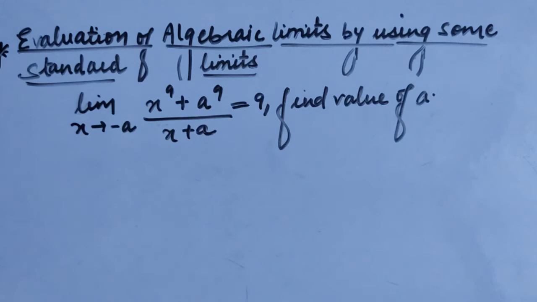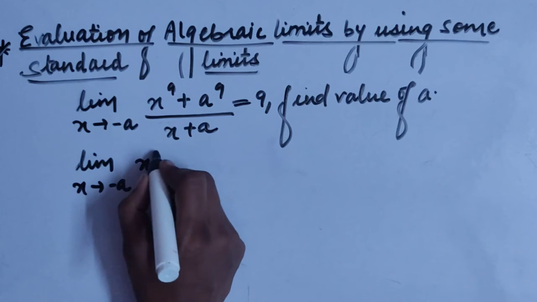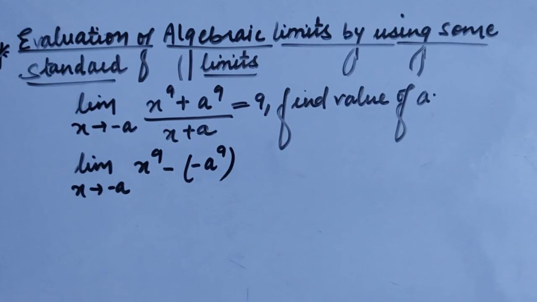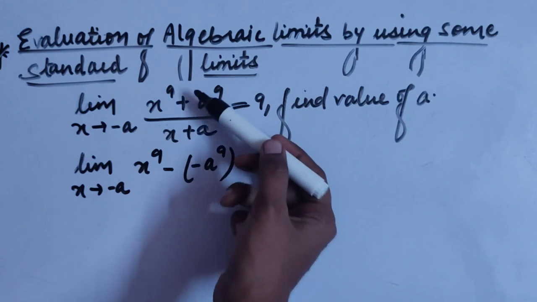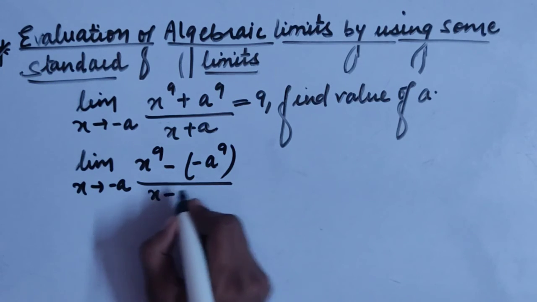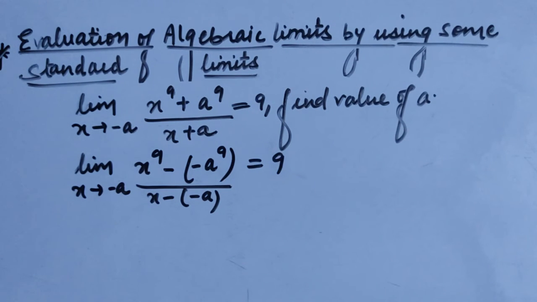Yes students, now see this question. How will we solve it and how will we evaluate the limit over here? See, first of all, can I write limit x tends to minus a of x raised to the power 9 minus a raised to the power 9? I can write it now, because when you solve it, you will obviously get minus a raised to the power 9. So minus minus will automatically become plus. So this expression can be written in this form. And exactly the same in the denominator, I can write x minus a. It is equal to 9. They are saying that this is equal to 9.